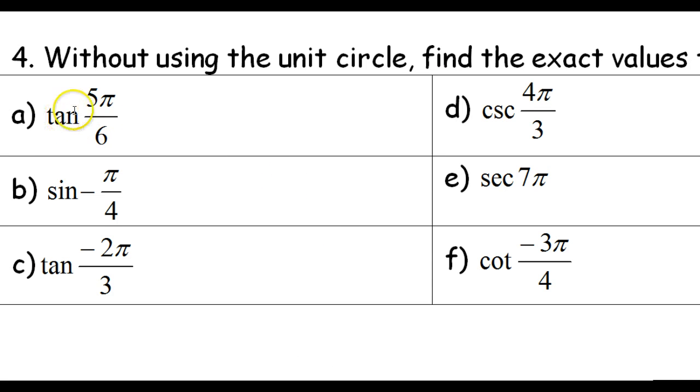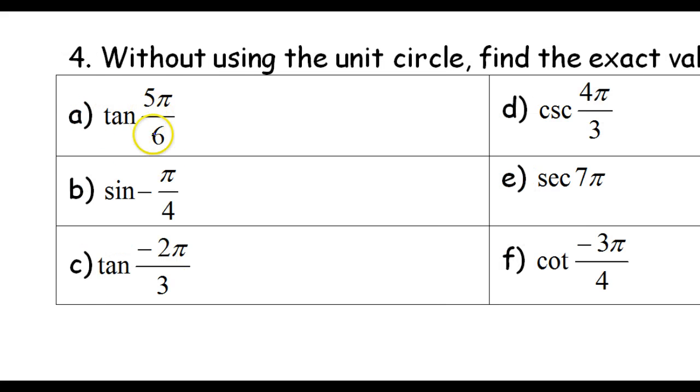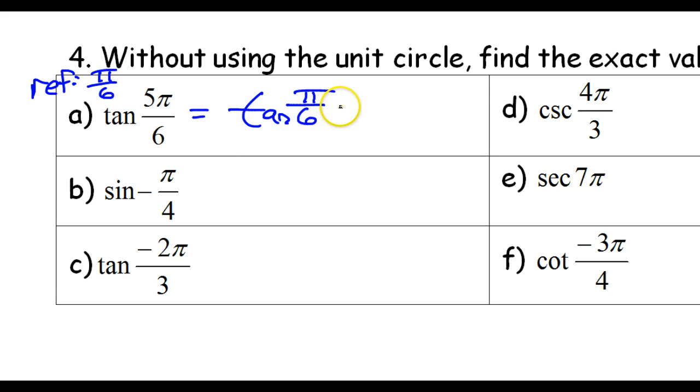So, tangent of 5 pi over 6. Now, as soon as I see the 6 down here, in the back of my mind, I'm thinking, okay, the reference angle is pi over 6. So it will help me to understand that this is going to be the same thing as the tangent of pi over 6, except maybe it's going to need a negative sign on there. So just stay tuned for that.